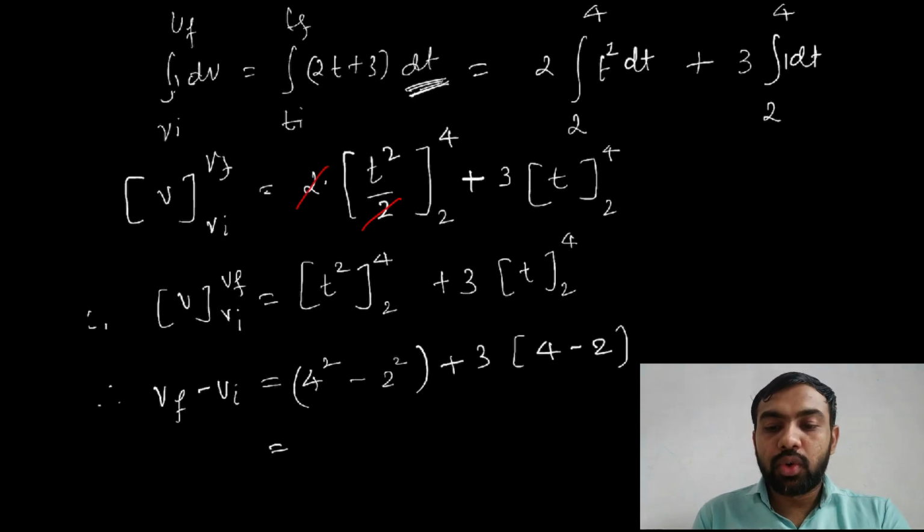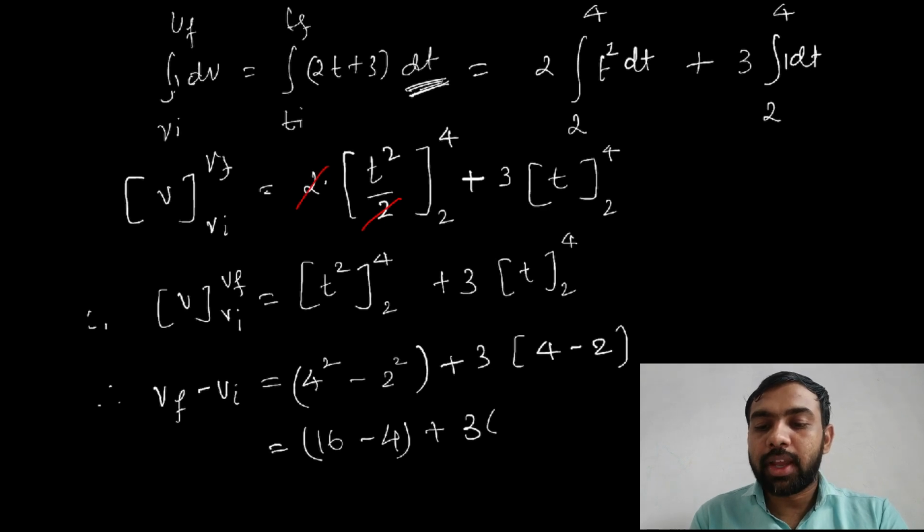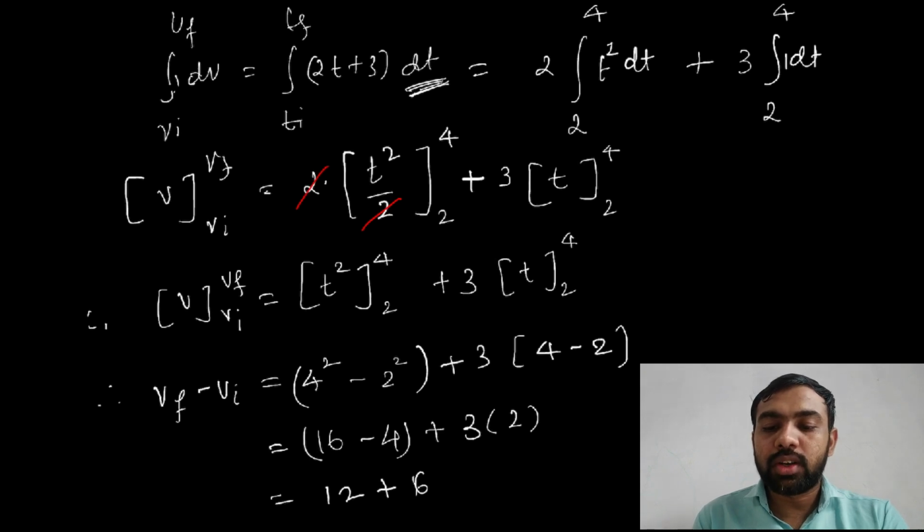So what is the final answer? 4 square, 16, minus 4, plus 3 into 4 minus 2, that is 2. The answer is 16 minus 4, 12, plus 3 into 2, 6. So what is the answer?